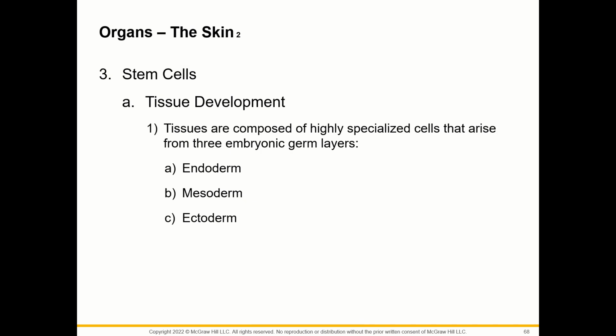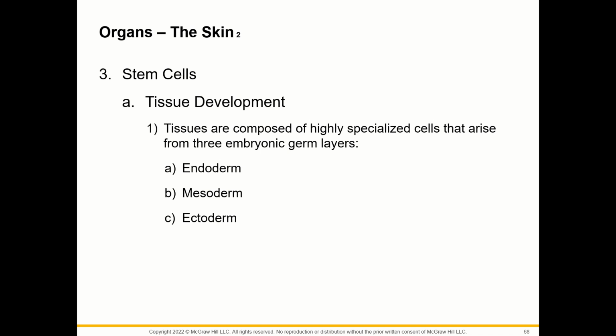Okay, so now we'll talk real quick about stem cells. Stem cells are going to be involved with tissue development. And tissues are composed of highly specialized cells that arise from three embryonic germ layers: the endoderm, the mesoderm, and the ectoderm. Endo means within, so it's that innermost layer. Meso means middle, and then ecto means outer.